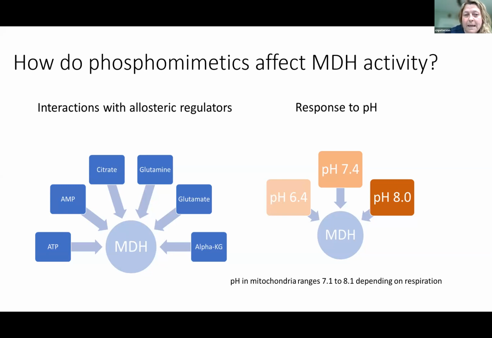In addition, we're interested in understanding how the phosphorylation state affects the response to pH. MDH is known to change its activity according to pH. So at a higher pH, at pH 8, it has a higher activity than at a lower pH, at pH 6.4. And we know this is physiologically relevant because the pH in the mitochondria changes from 7 to 8, depending on the respiration state of the cell. So we're interested in understanding what happens when you put in these phosphomimetics. How does that affect the response to pH?